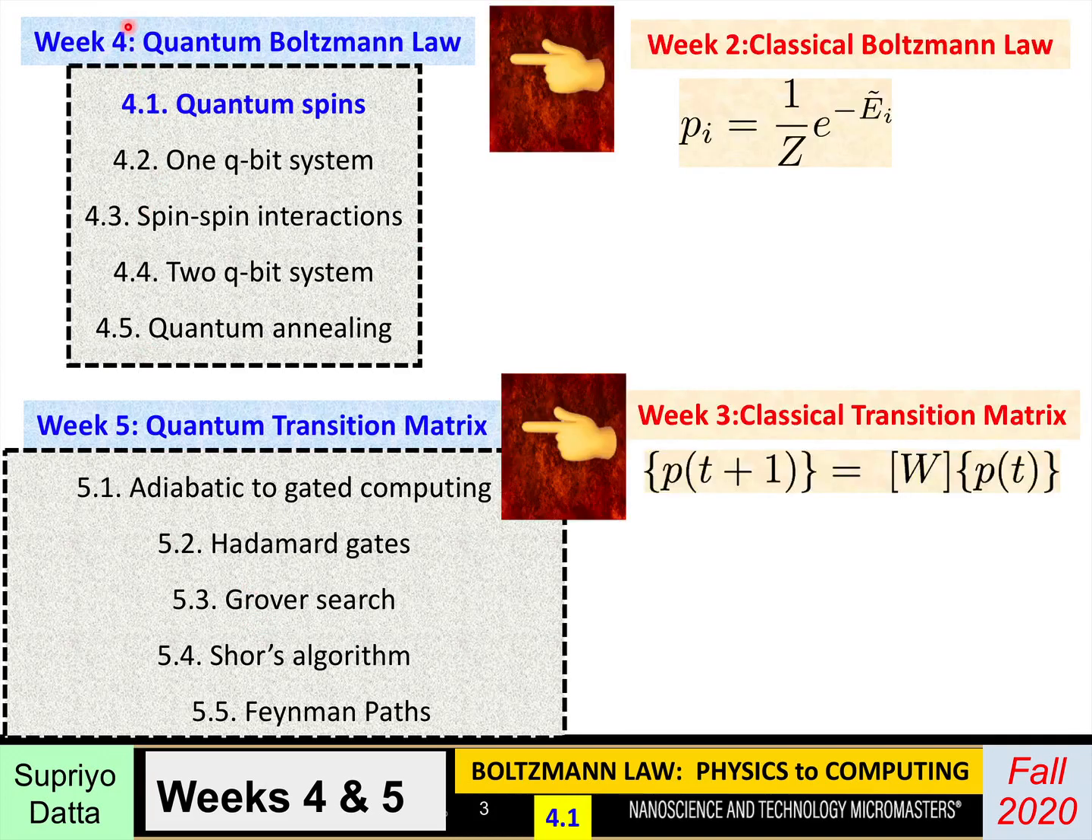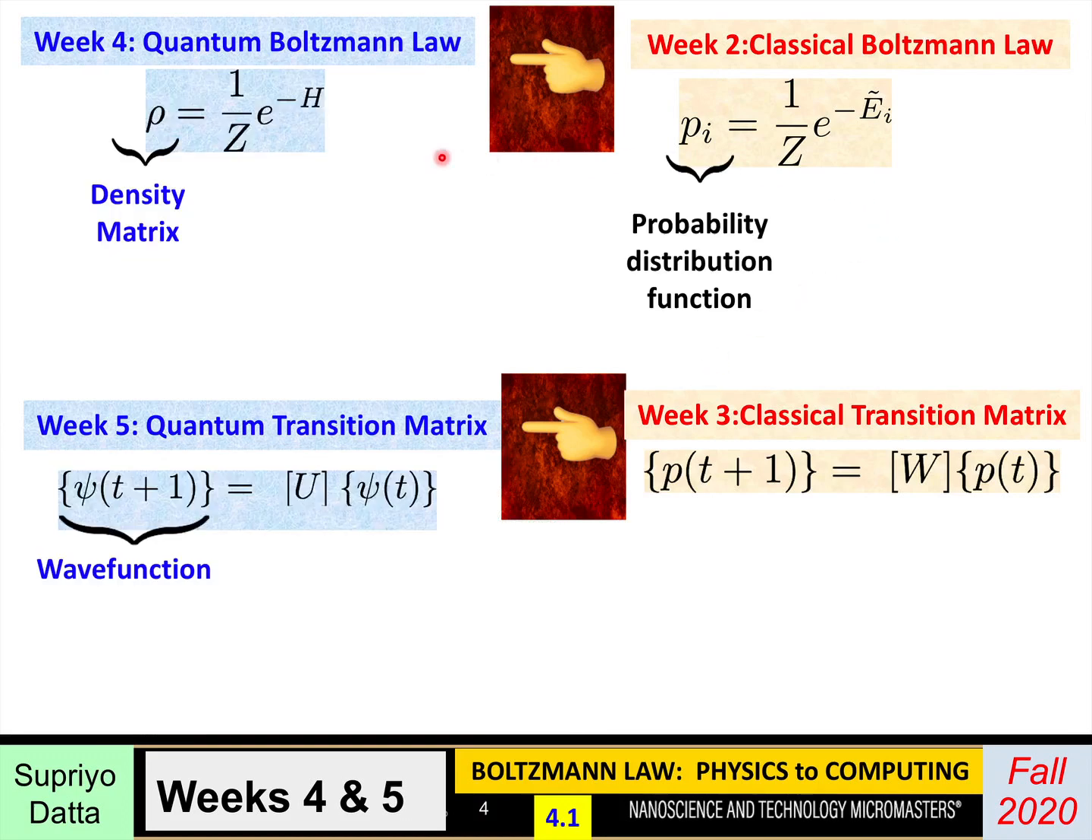Now, weeks 4 and 5 are the quantum part of this course, loosely speaking, and they correspond to weeks 2 and 3. Mathematically, as you'll see in this week 4, we'll introduce an equation which looks a lot like the classical Boltzmann law. It's just that instead of a probability distribution function, we have this density matrix. And instead of energy, you have the energy matrix or the Hamiltonian.